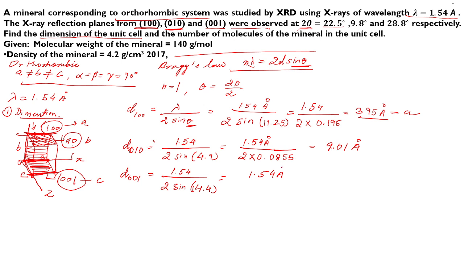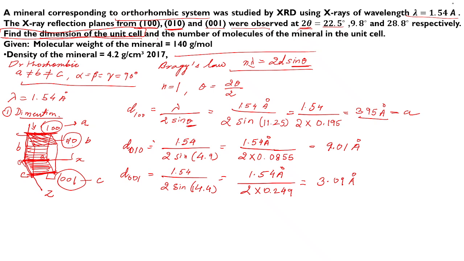1.54 angstrom divided by 2 multiply by sine 14.4, and the value of sine 14.4 is 0.249. When you solve it, you will find this answer as 3.09 angstrom. Okay, so with this we have already answered the first part of the question, find the molecular dimension of the unit cell. We have been able to calculate this value, right?